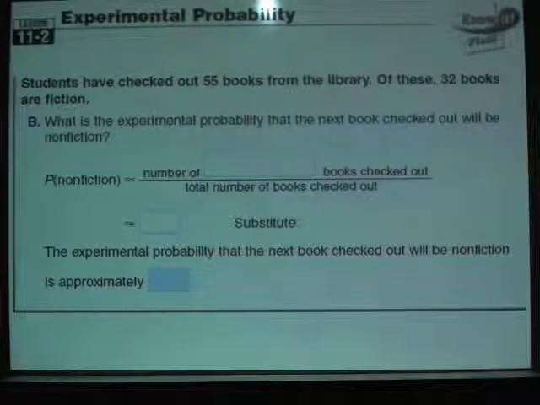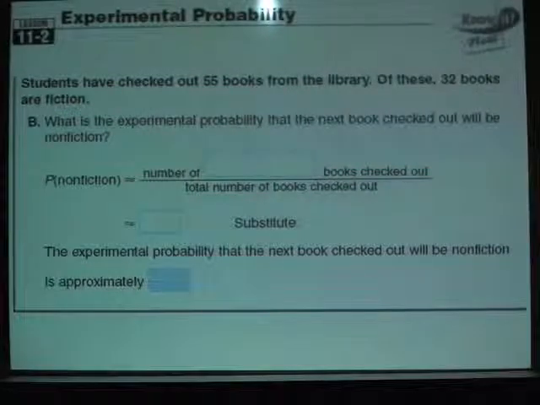Students have checked out 55 books from the library. Of these, 32 are fiction. So we're using the exact same prompt. But now the question says, what is the experimental probability that the next book checked out will be nonfiction? Well, we can come up with the nonfiction here because the situation they give us describes complements. Now, complements, if you recall, that's a vocab word from Chapter 11, Section 1. That describes the only 2 things that can happen, 2 things that make 100% of the possibilities. Well, all we've got is fiction or nonfiction. So that's all the choices.